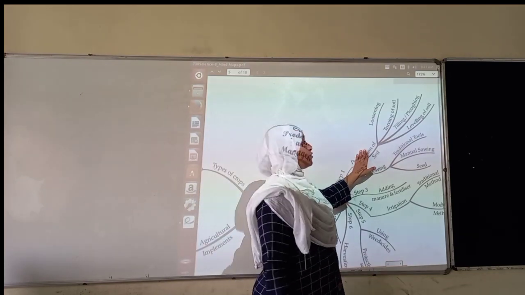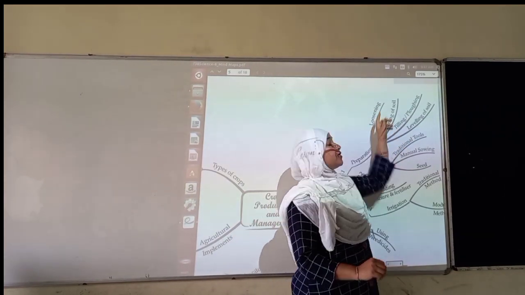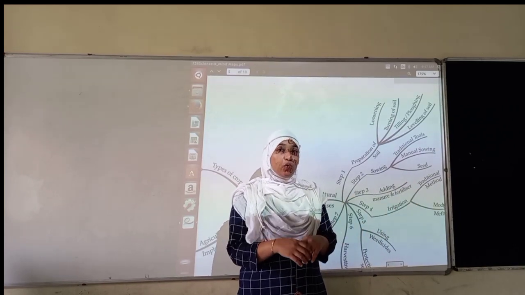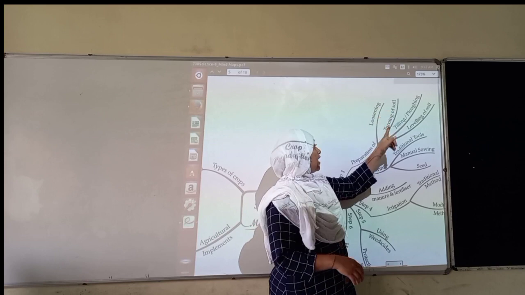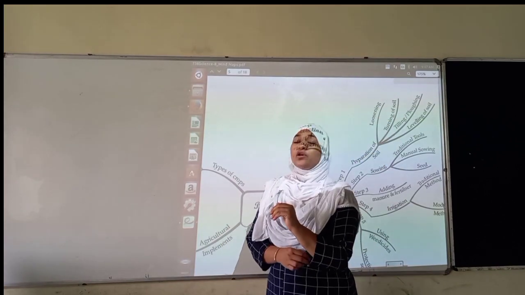In preparation of soil also, 4 different processes are there. The very first is loosening. We know that soil is very hard, so we have to loosen it. So that is called loosening. Second, turning of soil. What do you mean by turning of soil, dear students?